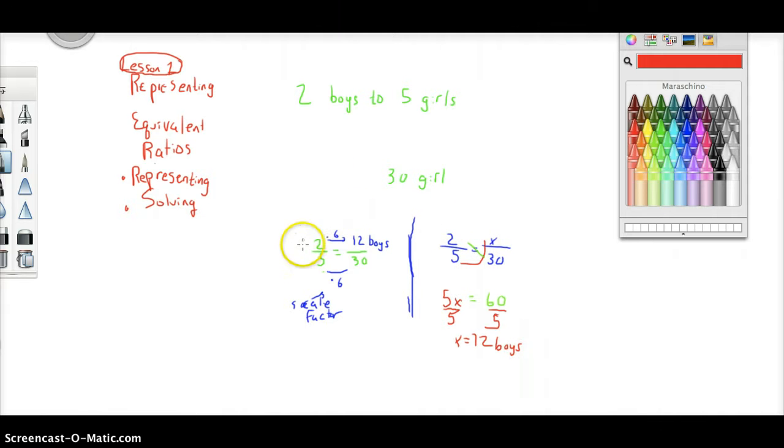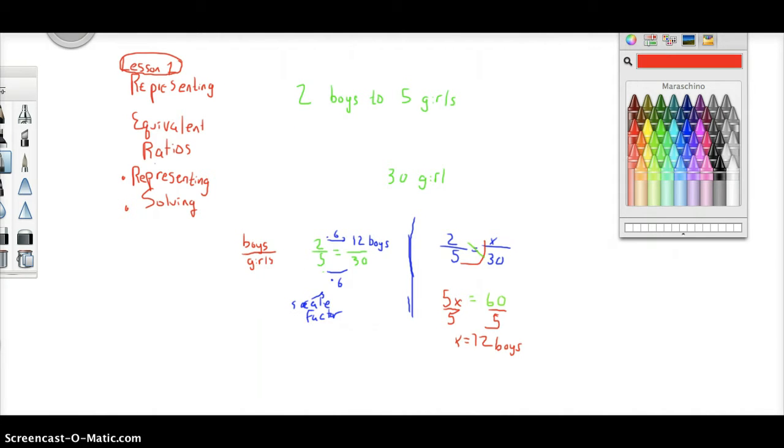So we can either use a scale factor and figure out what we have to multiply by, or we can set up a proportion. One thing to note is that it's important to be consistent. I'm writing all of my ratios here as boys on top and then girls. We always have to set it up the same way when we're solving these problems.